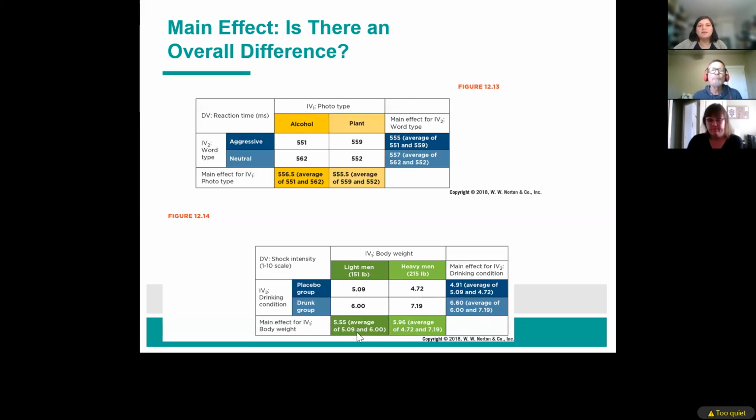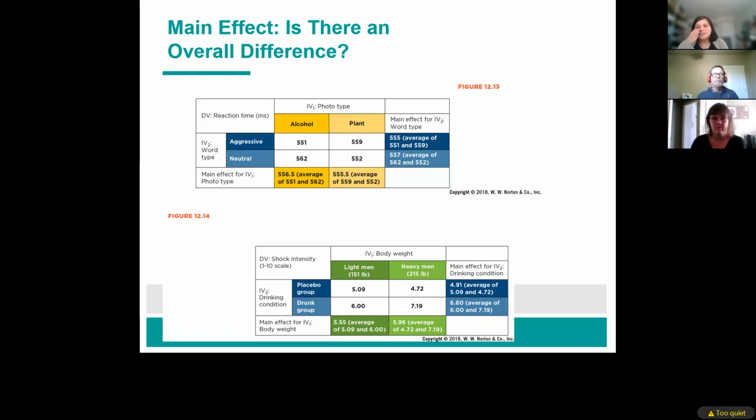So there's no main effect of what? No main effect between heavy man and light man of the shock. Yeah, so I would say there's no main effect for body weight on shock intensity. Yep, perfect. But we found that there was an interaction earlier, right?